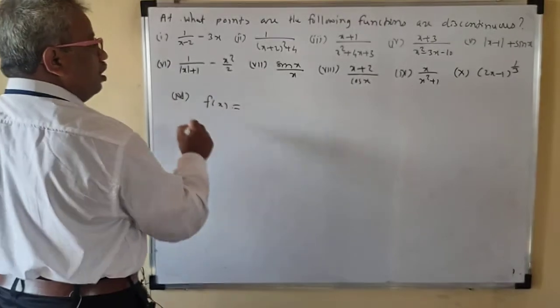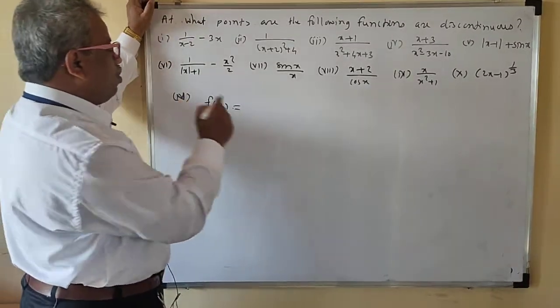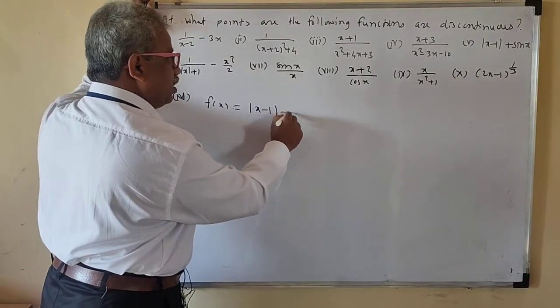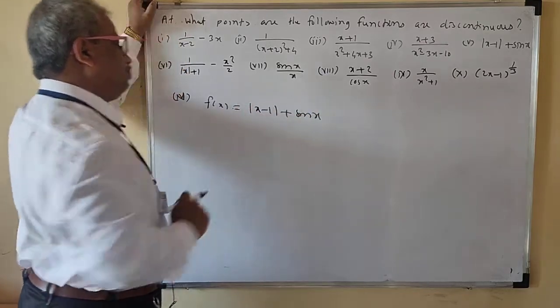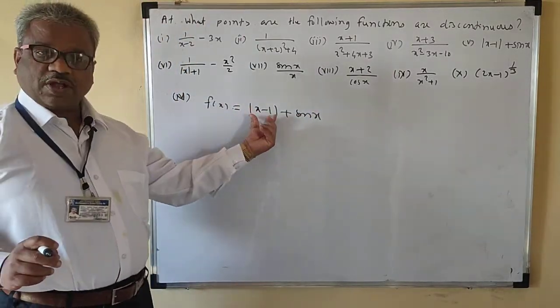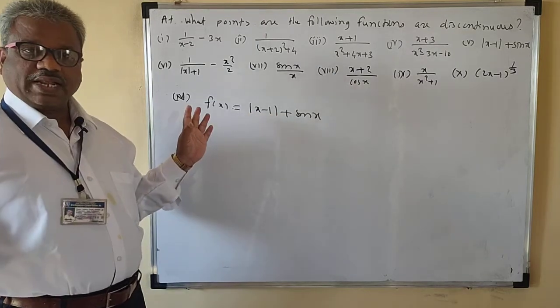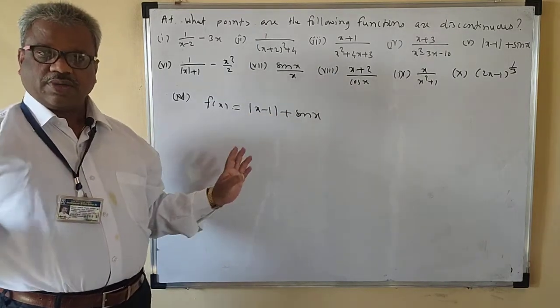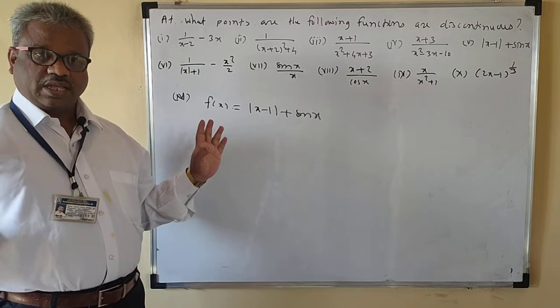This is b. This is fifth number. So mod of x minus 1 plus sin x. Okay. So now here there is no denominator. Also this mod of x minus 1 is well defined at every x. Sin x is also well defined for all the real numbers.